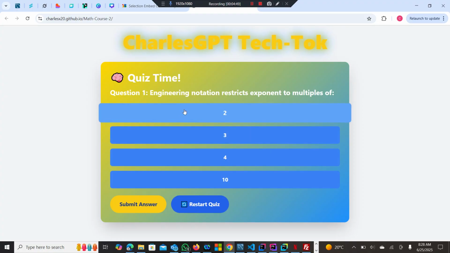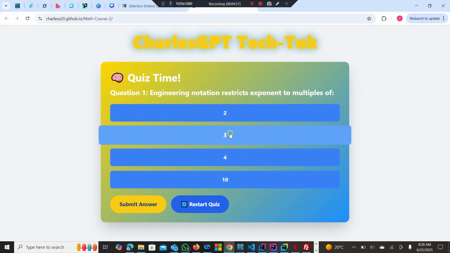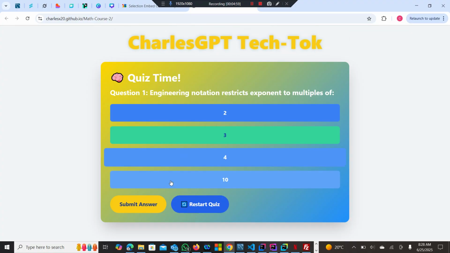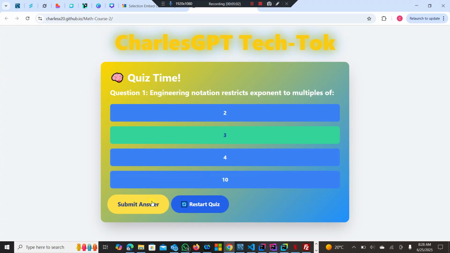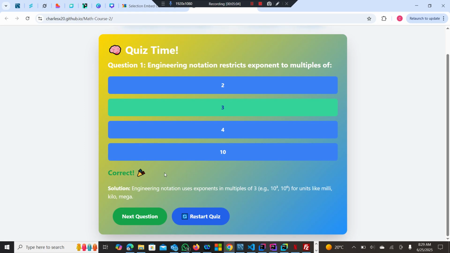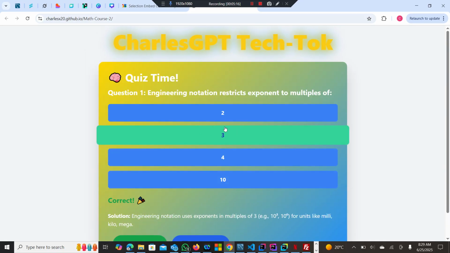So let's use this one. Engineering notation: strictly exponents that are multiples of 3. We submit and it gives you an explanation. Correct. Solution: engineering notation uses exponents that are multiples of 3, for example 10 raised to power 3 and 10 raised to power 6, for units like kilo, milli, and mega. So engineering notation restricts exponents to multiples of 3.